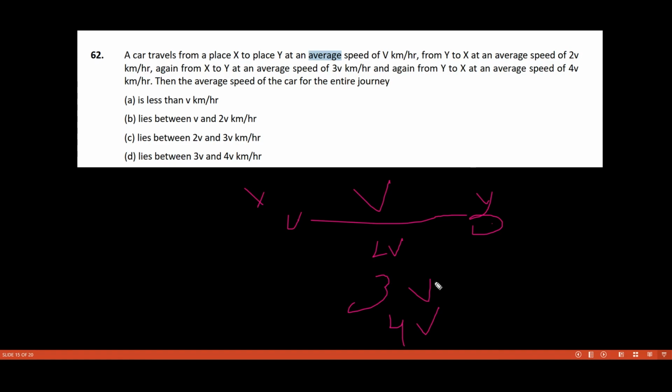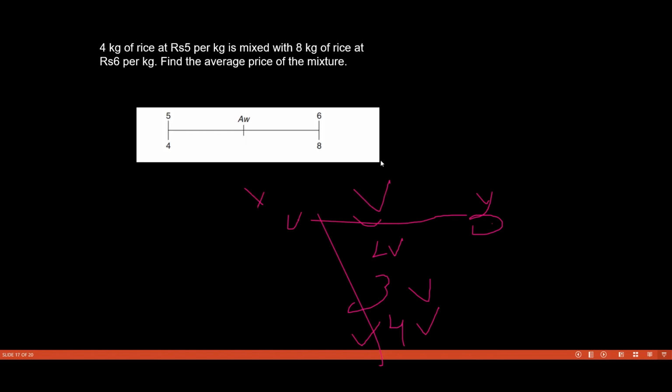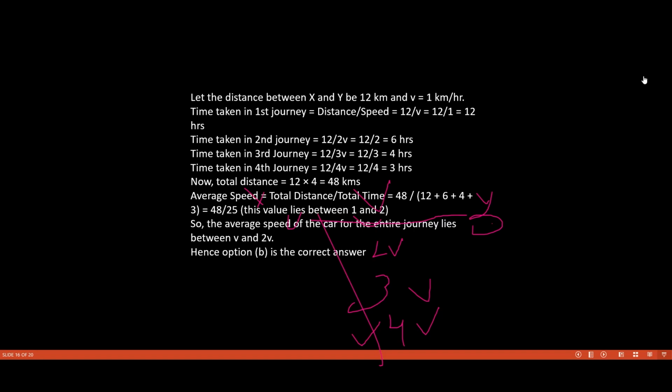Definitely, because the speed is going to the higher end, it will definitely be greater than v. But let's see how we can solve this question. It is given that the speed of the car is increasing: 2, 3, 4. So let's take the LCM of that and take that x and y are 12 kilometers apart. So when we have to calculate the average speed, we put the total distance and divide it by the total time.